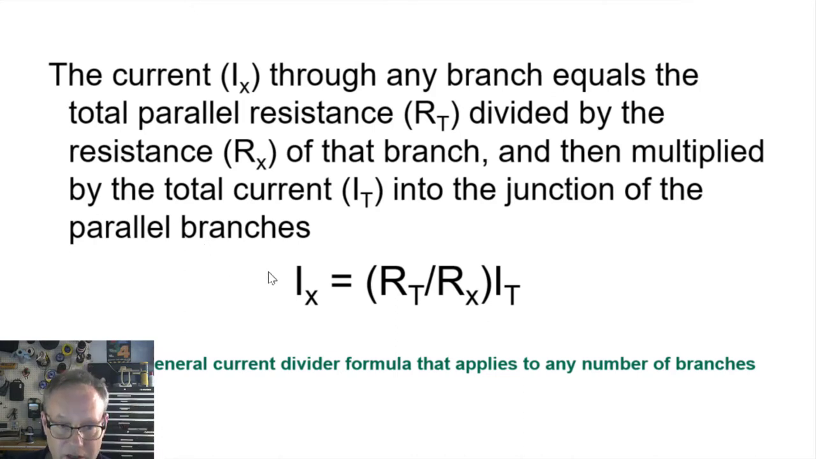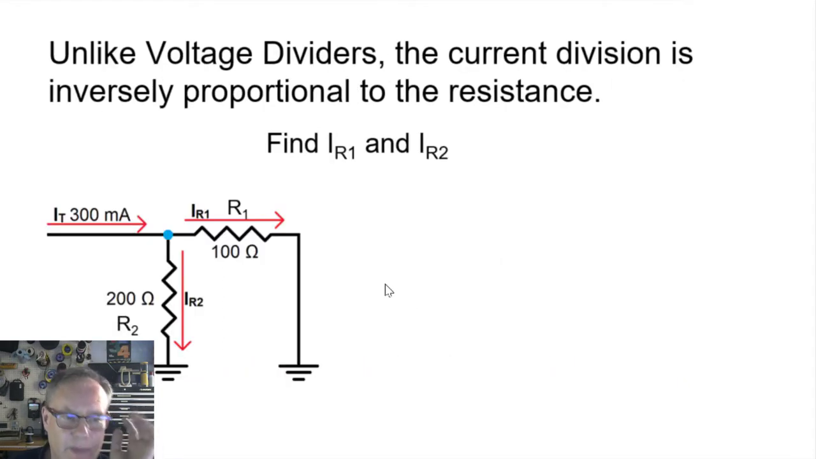Okay, good. So that's the current divider formula. There you go. You have the unknown current, which is the current going through resistor X, right? So Rx, you have the total resistance and the total current, and you plug it in and press play and there you go. So let's take a look at an example. Here we go. So now this is the example that we looked at on the board, and it's intuitive, but let's actually see why it works like this.